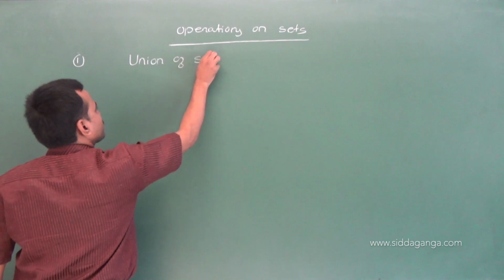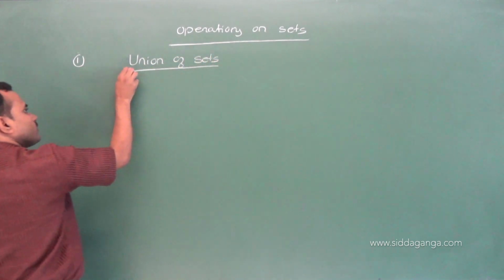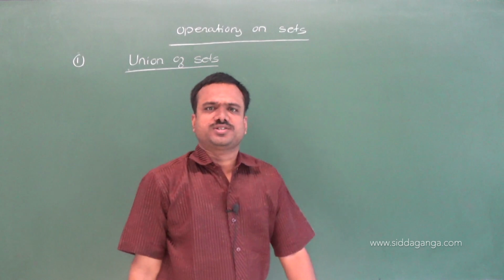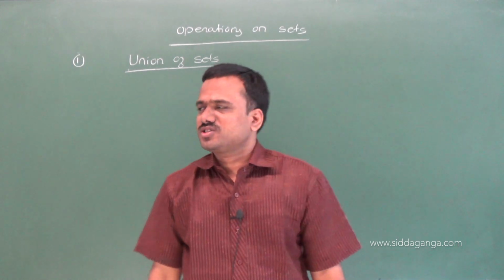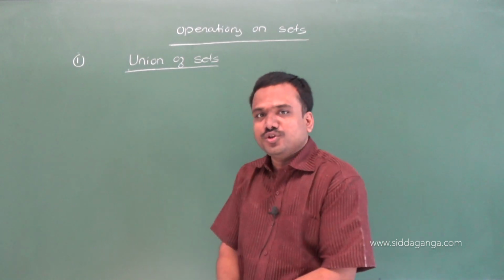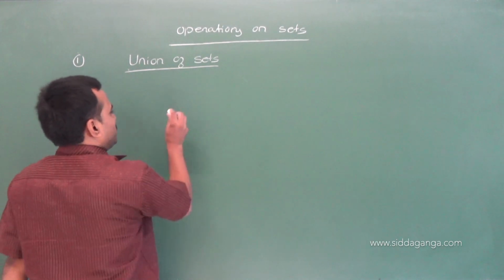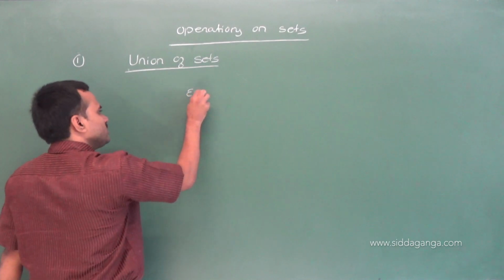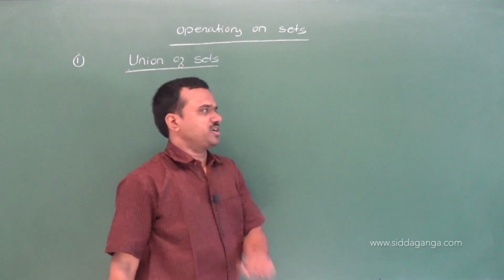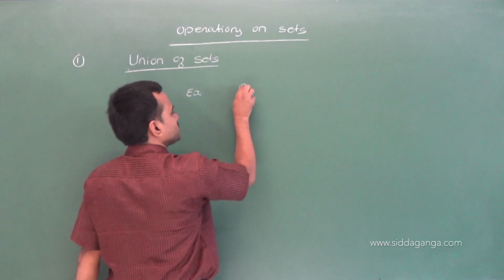Union of sets. Operations on sets. First operation is union of sets. So I explain by using an example. Okay, then it is very easy to understand. So we take two sets.